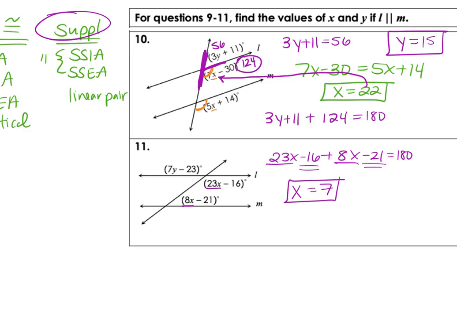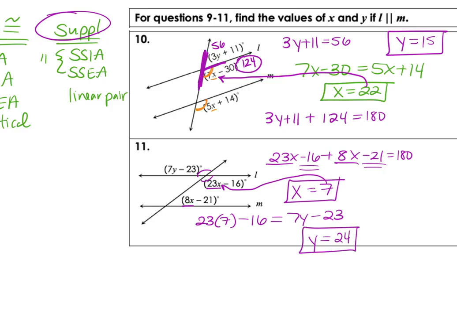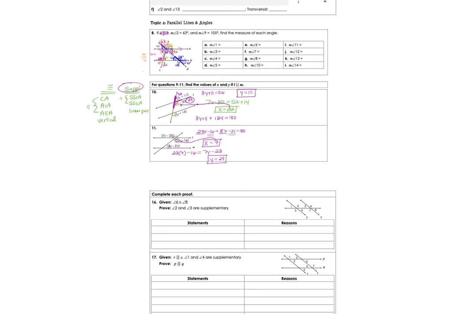And now look here. These are vertical angles. So if I plug 7 in here, 23 times 7 minus 16, that should equal 7y minus 23. And then you could solve for y. On this one, y came out to 24. Okay, moving right along.